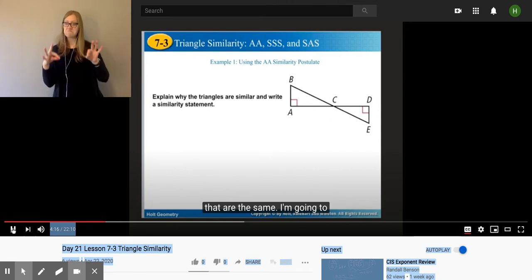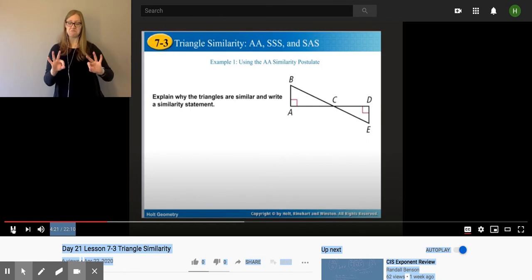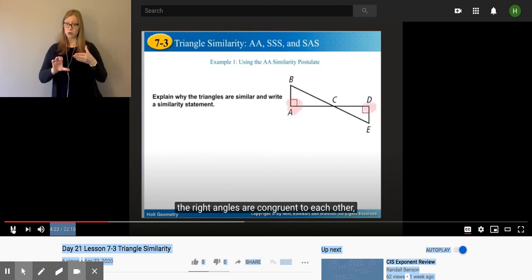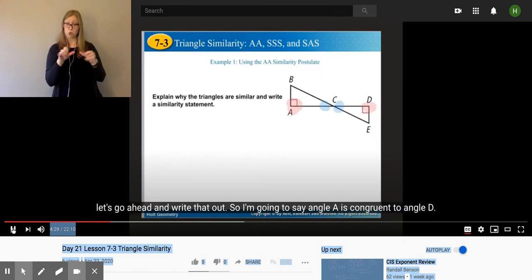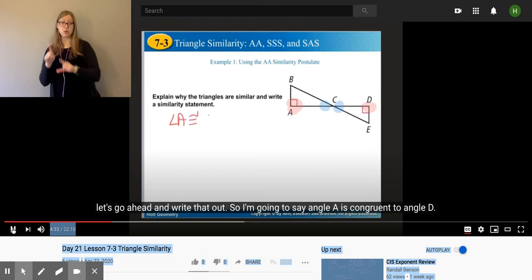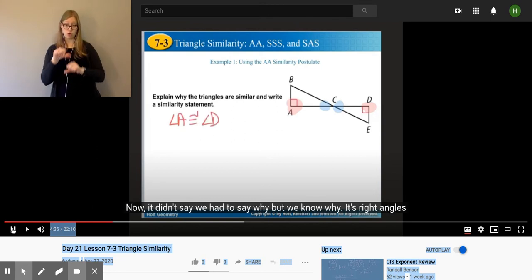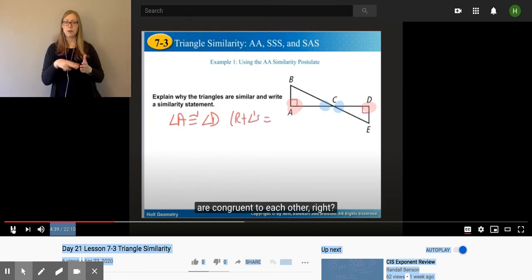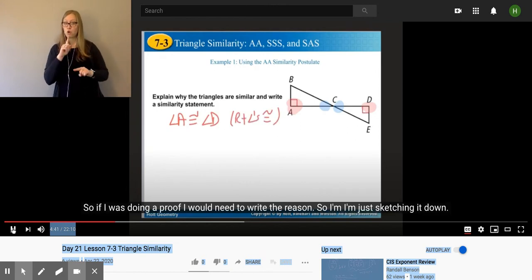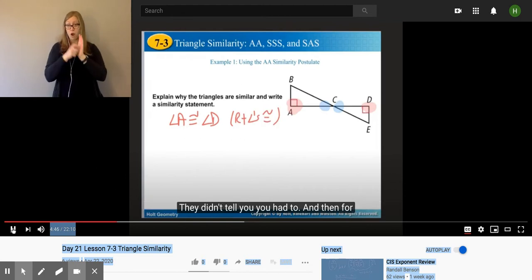I'm going to make the conclusion based on the fact that the right angles are congruent to each other, the vertical angle pairs are congruent to each other. So let's go ahead and write that out. So I'm going to say angle A is congruent to angle D. Now it didn't say we had to say why, but we know why. It's right angles are congruent to each other, right? So if I was doing a proof, I would need to write the reason. So I'm just sketching it down. They didn't tell you had to.